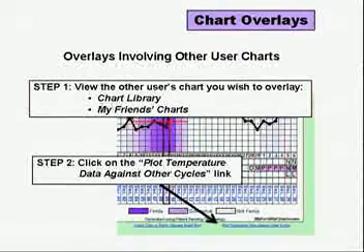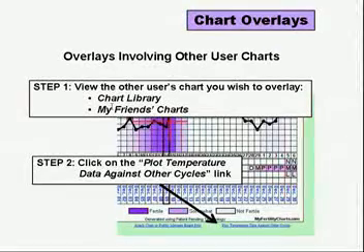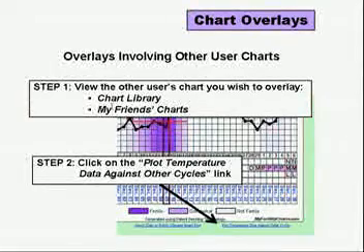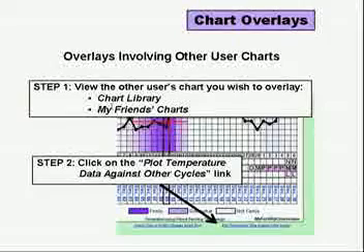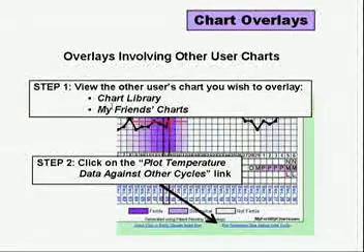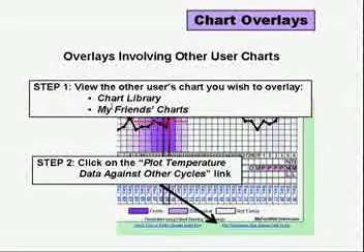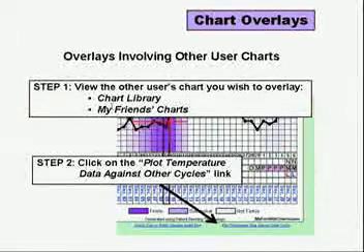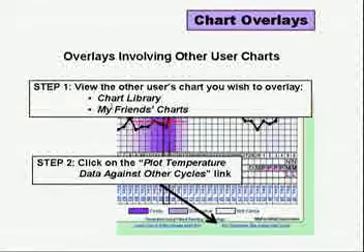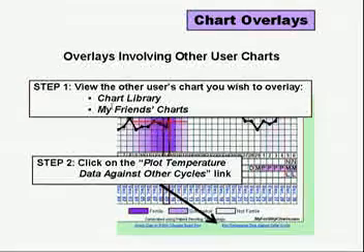To do this, the first thing you're going to have to do is find the other user's chart that you're interested in overlaying. You can do this by using the chart library, which we'll discuss shortly, to find that chart, or you can also use the My Friends Charts link. This will also be discussed later in the presentation. In either case, you'll be able to view that user's chart through one of these mechanisms.